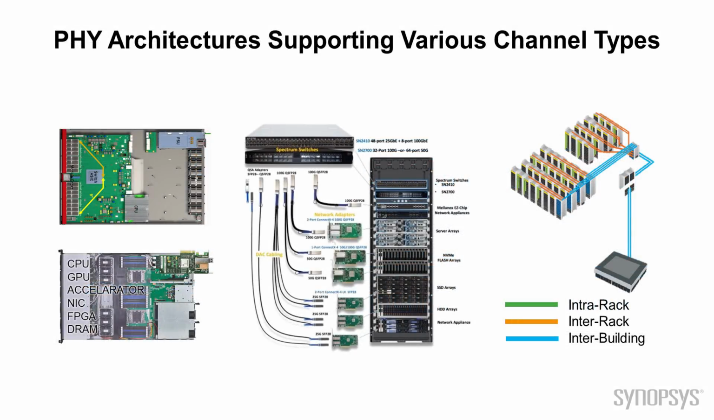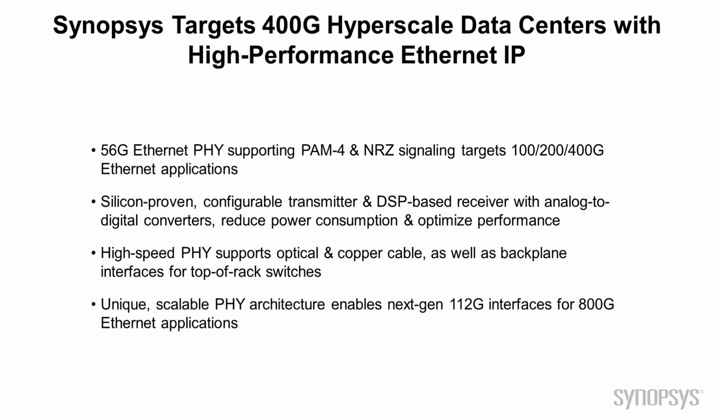The new 56 gig and 112 gig PHY technologies need to support various channel types, including chip-to-chip, backplane, and copper or optical cable interfaces. The DesignWare 56G PAM-4 Ethernet PHY IP offerings from Synopsys are designed to enable 400 gig hyperscale data centers and the new leaf spine architectures. They support PAM-4 and NRZ signaling and are based on silicon-proven architectures. The architecture also enables next-generation 112 gig interfaces for 800 gig Ethernet applications.